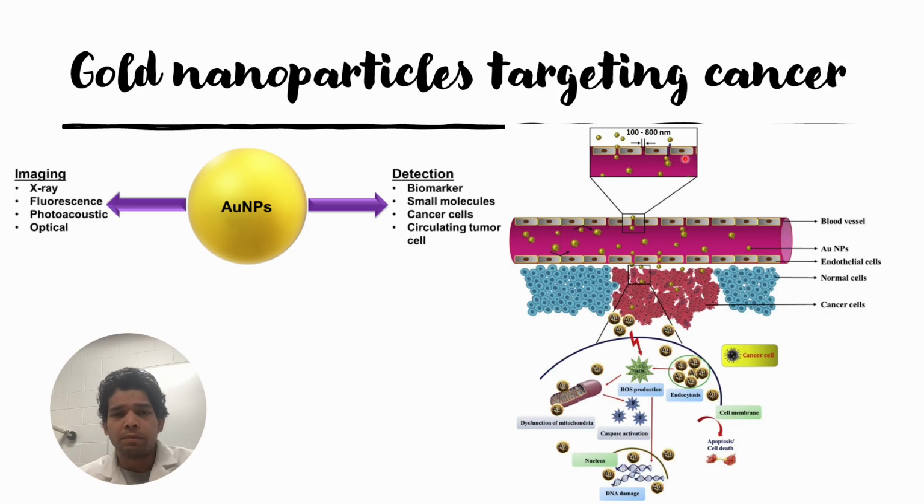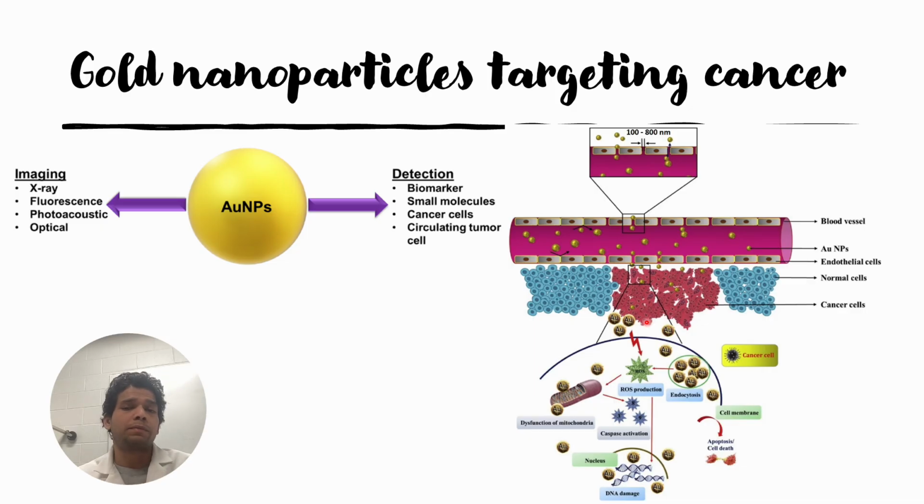So now let's come to the main point: what are the different ways by which these gold nanoparticles can be used for targeting cancers? They can be used like CAR T cells, but with the added advantage of gold nanoparticles, and their size is usually around 100 to 800 nanometers, so they can easily extravasate from the blood vessels into the site of the tumors. That is shown here, that they can extravasate to the site of the tumors through these endothelial cells.